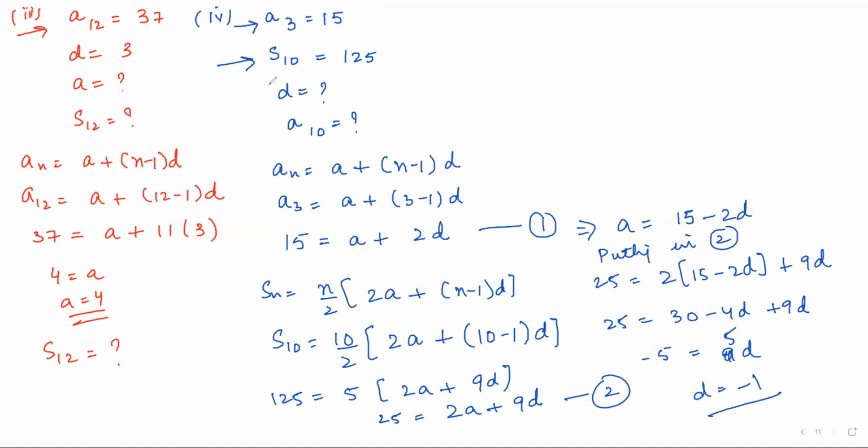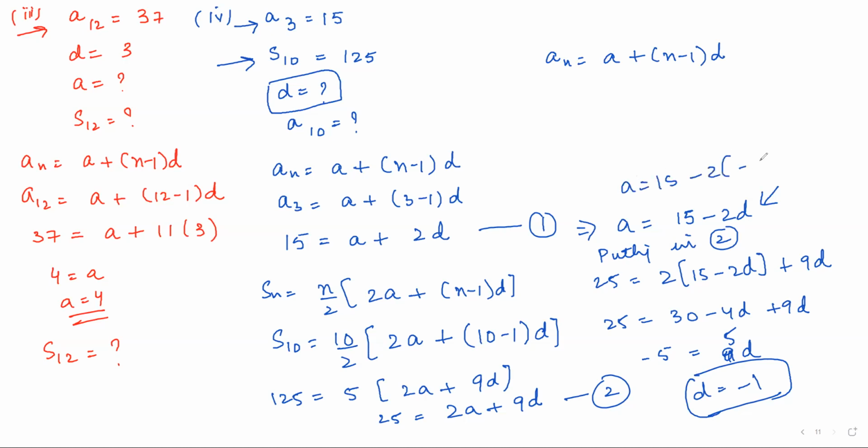Now A is not asked in the question, right? Only D is asked. So I've got my D, but I have to find A10. So the formula is again AN is equal to A plus N minus 1 into D, right? So ultimately I will be requiring A. So you have to find A also. So directly put your D here. So this will give you A is equal to 15 minus 2 into minus 1. So this will give you A is equal to 15 plus 2, that is 17. So A is 17.